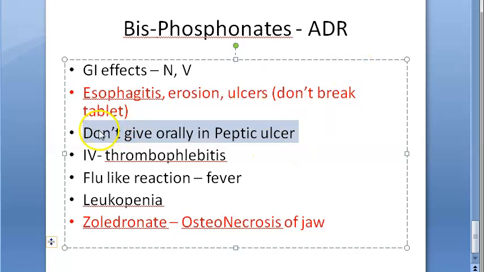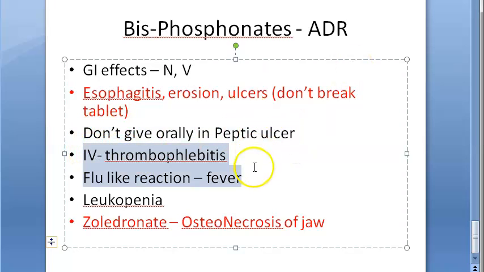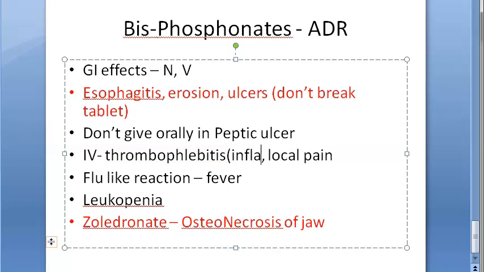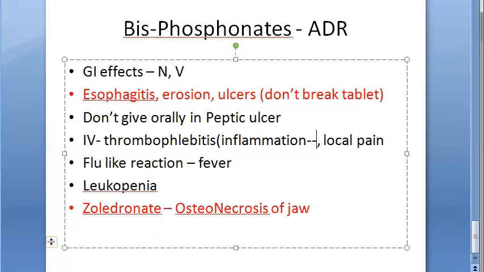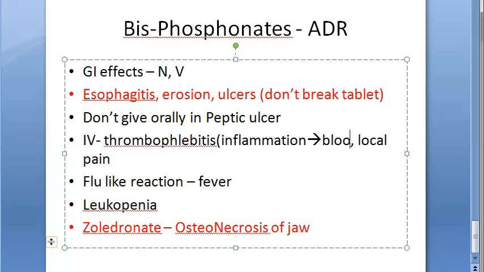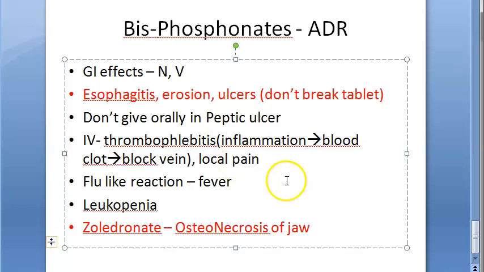Don't give it if the person has peptic ulcers, etc. If you are giving IV, then there can be thrombophlebitis, correct? That is local pain, etc. Those are standard things you will write. Thrombophlebitis means inflammation that causes a blood clot to form and blocks the veins. So inflammation leading to blood clot, leading to a blocked vein. That is thrombophlebitis.